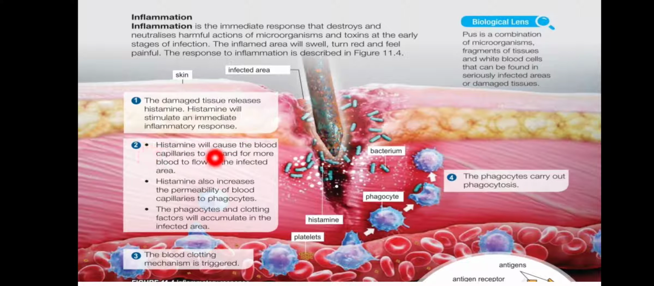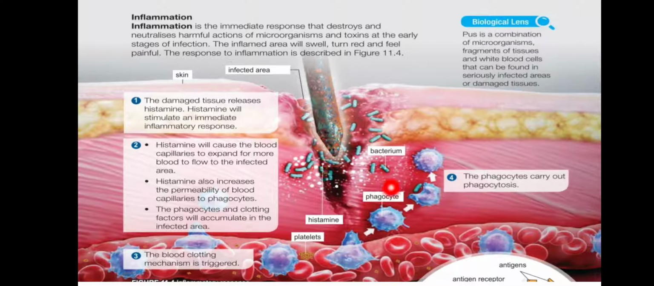Okay, so histamine di sini, histamine will cause the blood capillary to expand for more blood to flow to the infected area. Histamine also increases the permeability of blood capillary to phagocytes. The phagocytes and clotting factor will accumulate in the infected area. So the blood clotting mechanism is triggered. So yang terjadi adalah blood clotting mechanism akan berlaku lah.